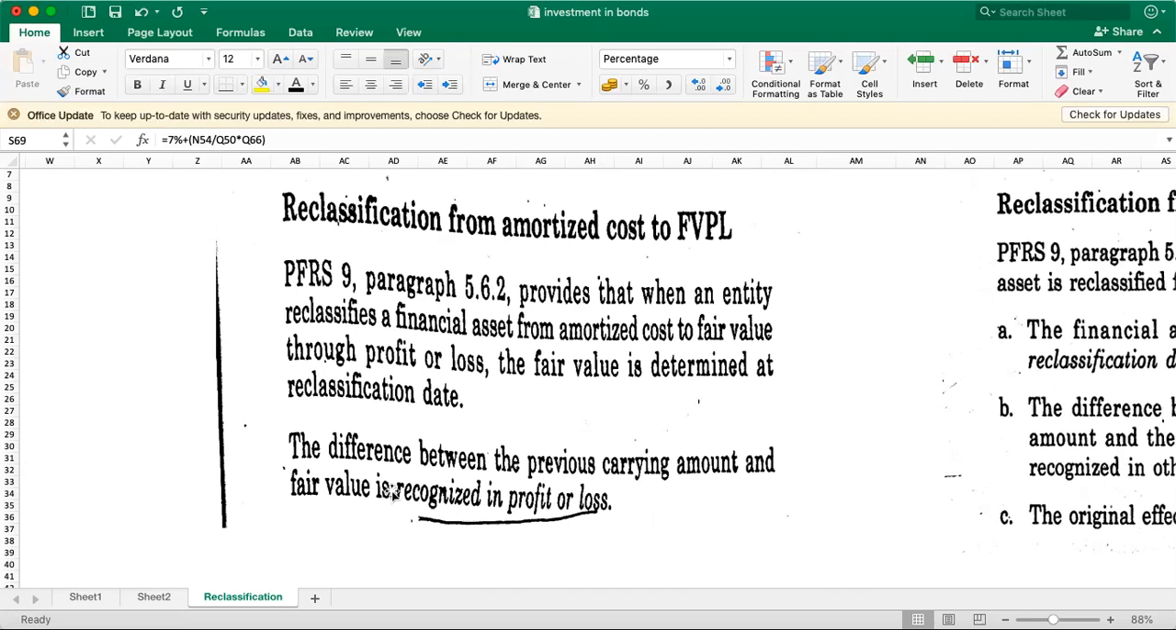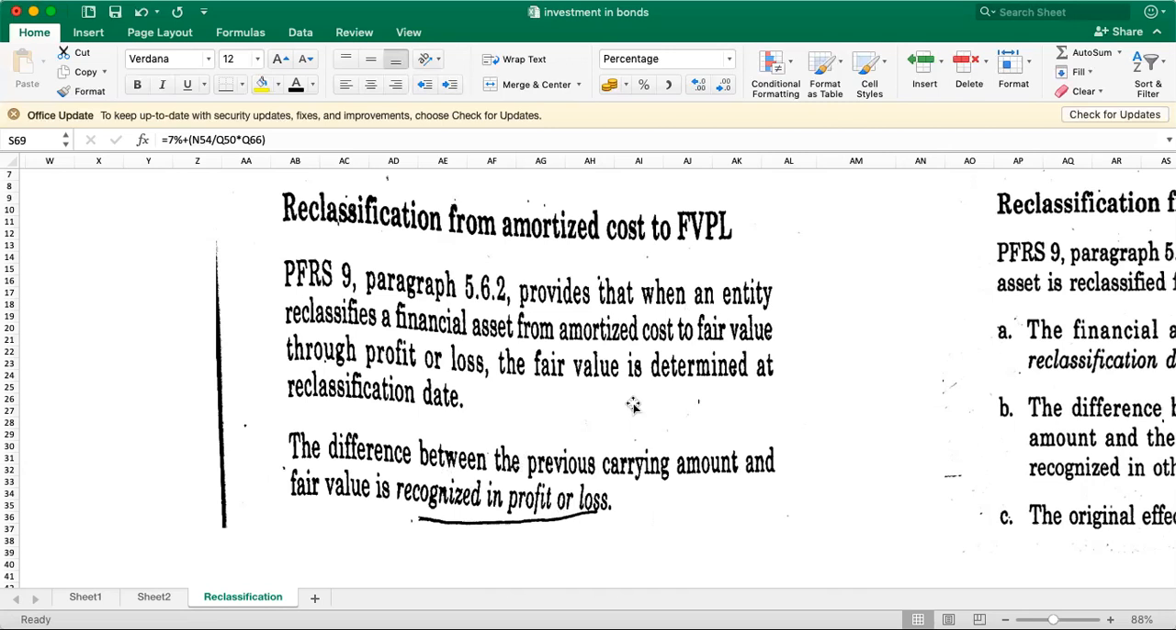So the difference between the previous carrying amount and the fair value is recognized in profit or loss. So basically, we just need to identify magkano yung fair value at the date of reclassification, compared it to the carrying amount of the amortized cost, di ba? Under amortized cost, then the difference is recognized in profit or loss. So it's gain on reclassification or loss on reclassification based on the difference of your fair value to reclassification date.